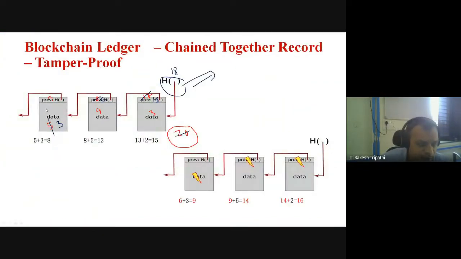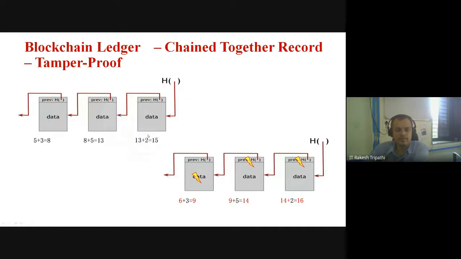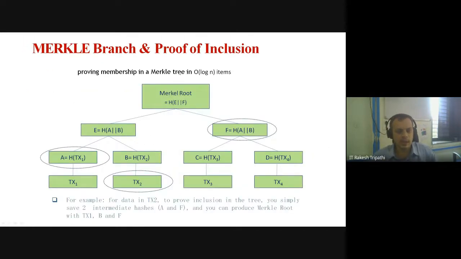If I have to change any data, then I have to change all the hash values. That is why it is called a tamper-evident log. Now, how do I store data into this? It is based on the Merkle tree. So I take all the transactions, take the hash of them, and this is the hash of the entire transaction.